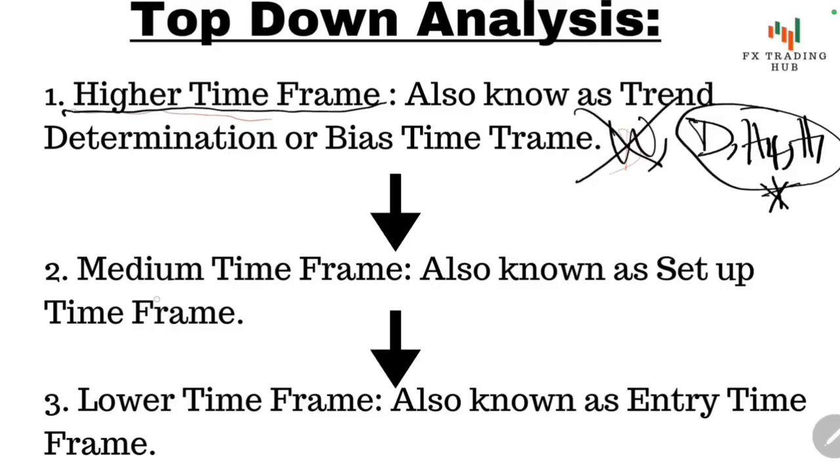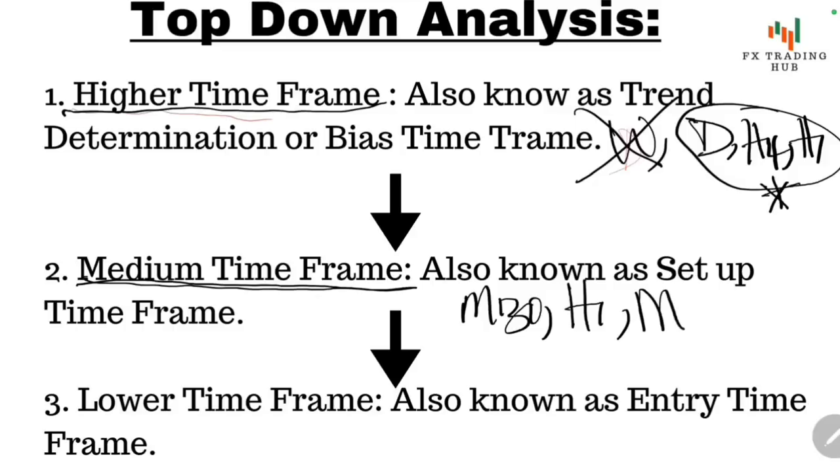Now you also have your medium time frame. Your medium time frame is mostly also known as your setup time frame. This is the time frame where you find your setup. Something like your M30 time frame for me, or sometimes H1 as well, and also maybe your 15 minutes time frame. These are your medium time frames. In your medium time frame, you look at the setup, you get the setup for your particular trade.